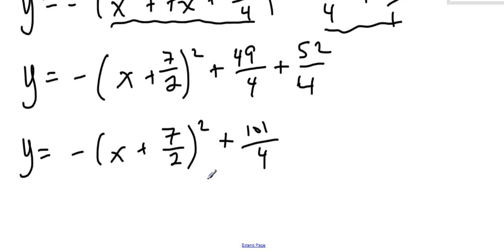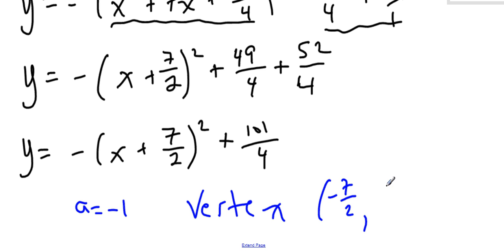So what do we know about this parabola? A equals -1. And the vertex is at -7 over 2 and positive 101 over 4. So there you go. That's completing the square.